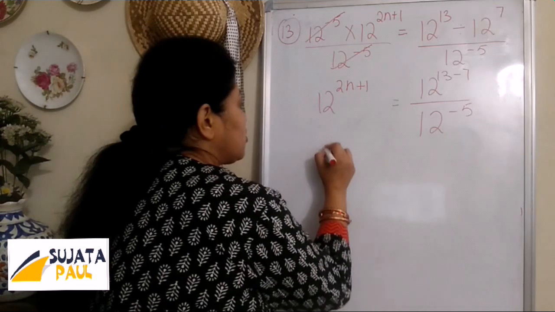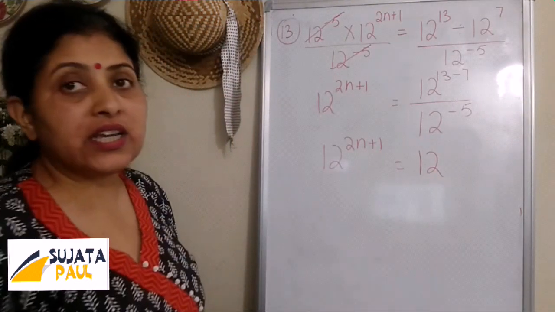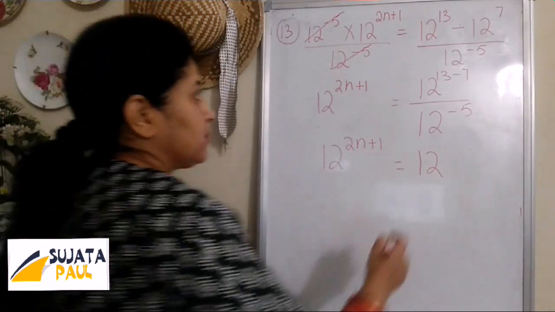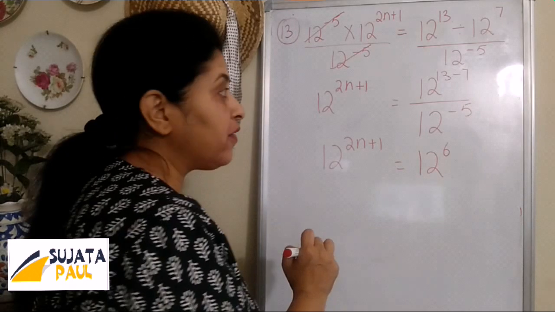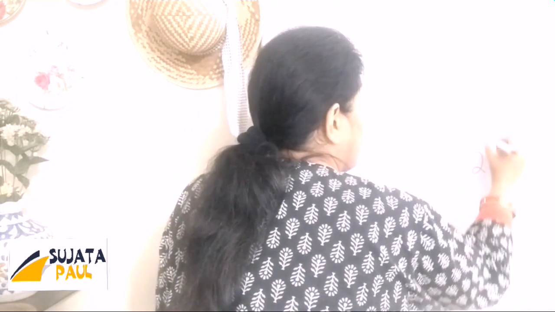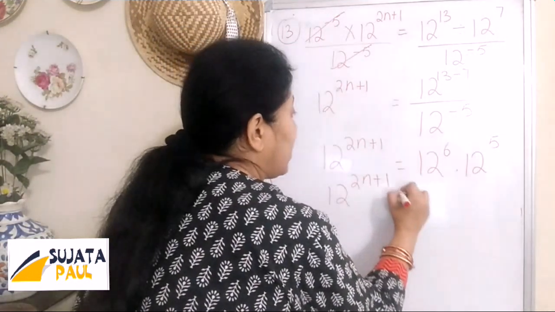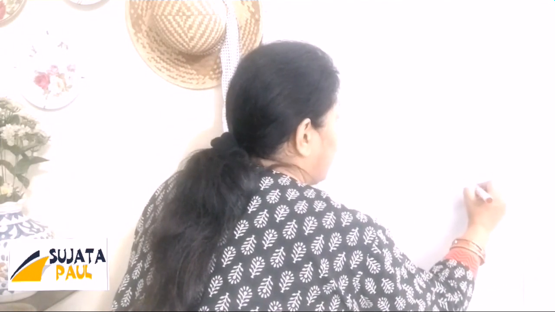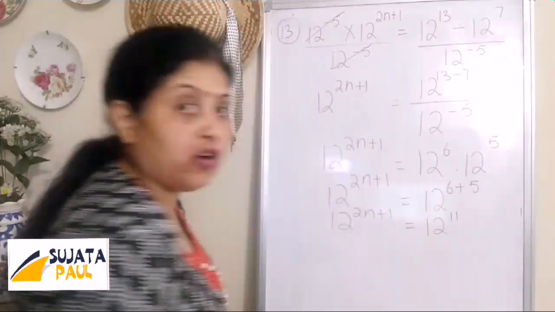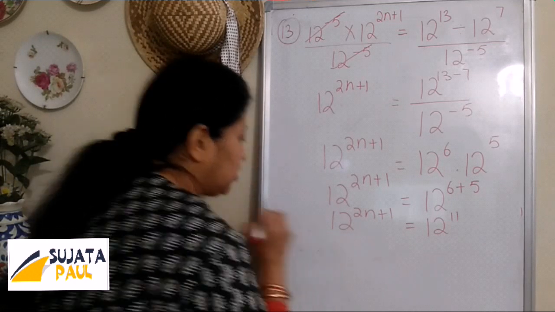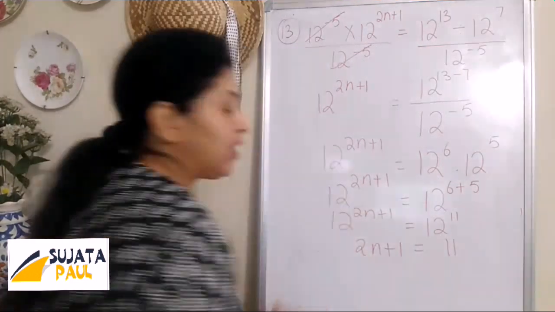And therefore, I can write this as 12 raised to the power of 2n plus 1 is equal to 12 raised to the power of 13 minus 7, which is how much? 6, upon 12 raised to the power of minus 5. Can I just take this and make it 12 raised to the power of 5, reciprocal, and then I do 12 raised to the power of 2n plus 1 is equal to 12 raised to the power of 6 plus 5. This means 12 raised to the power of 2n plus 1 is equal to 12 raised to the power of 11, and therefore I put the therefore sign and I write 2n plus 1 is equal to 11, right?